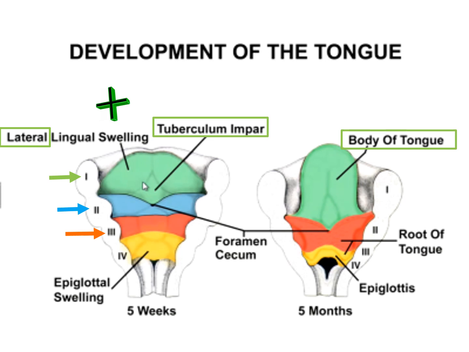In arch 3 there will be the root of the tongue posterior to the foramen cecum. In arch 4, of course, the structure posterior to the tongue is going to be the epiglottis.